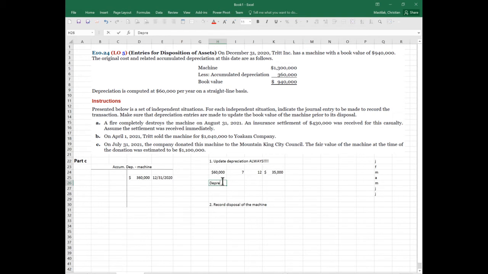So let's update depreciation. Depreciation expense, $35,000, and accumulated depreciation, $35,000. Updating depreciation doesn't just mean we make a journal entry, but we actually put it in the T account. So that's our journal entry. Here's our T account.